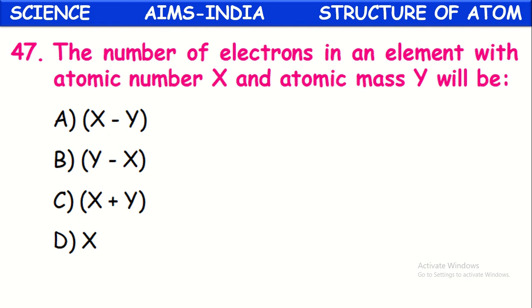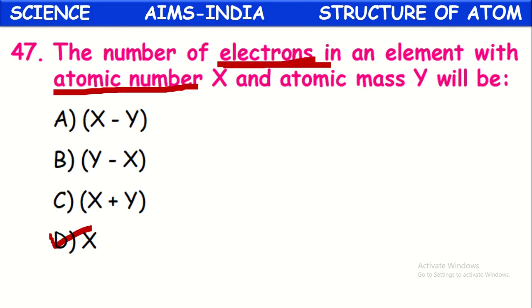Okay. Next one. The number of electrons in an element with atomic number x and atomic mass y will be? They're asking to calculate the number of electrons, so we may get confused immediately. We take the difference between the mass number and atomic number only when the number of neutrons is asked. But here the number of electrons is asked. The number of electrons is directly equal to the atomic number. So it is equal to x. Okay. That's about the Olympiad practice sheet based upon the chapter structure of atom.